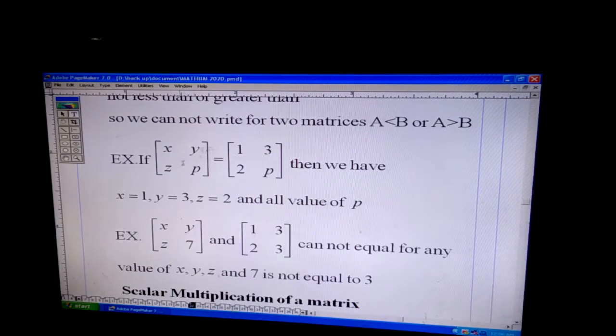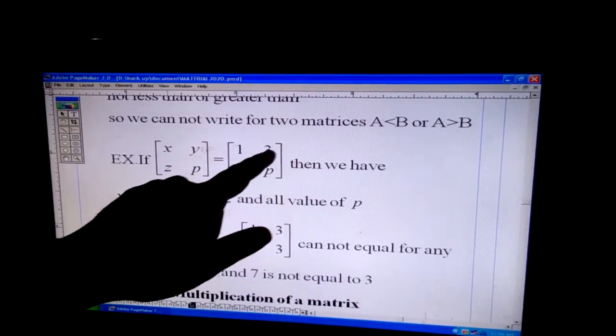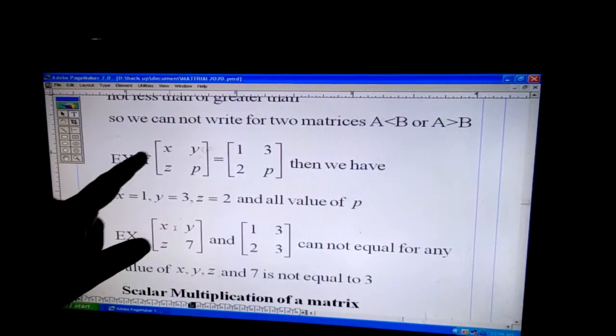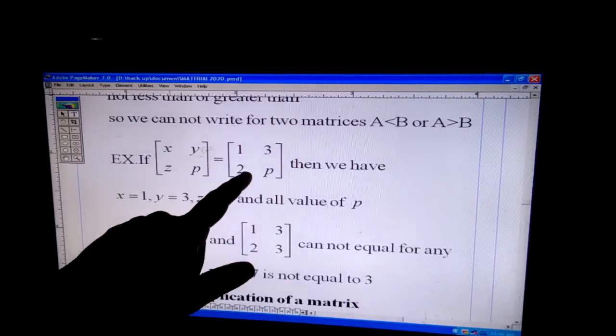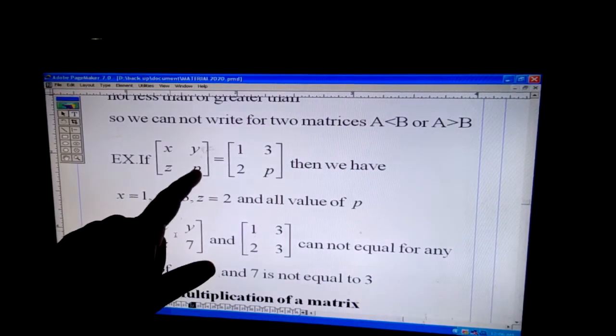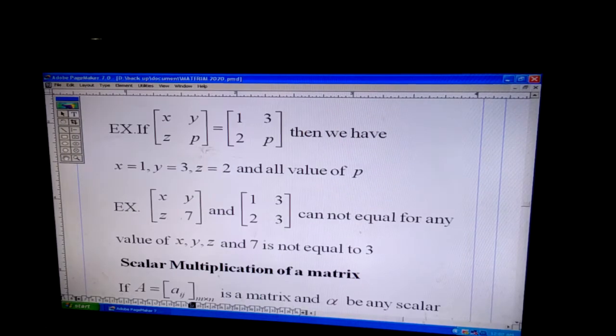If the matrix with entries x, y, z, p is equal to the matrix with entries 1, 3, 2, p, then we have x equal to 1, y equal to 3, z equal to 2 and p equal to p. This means for any value of p, we can say these two matrices are equal.